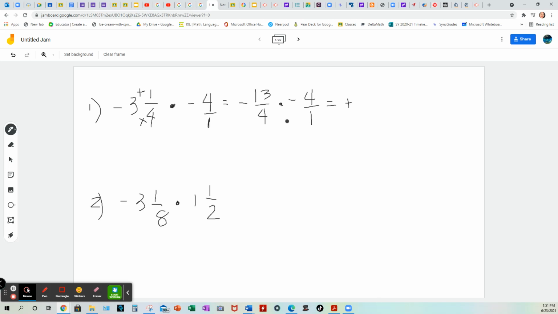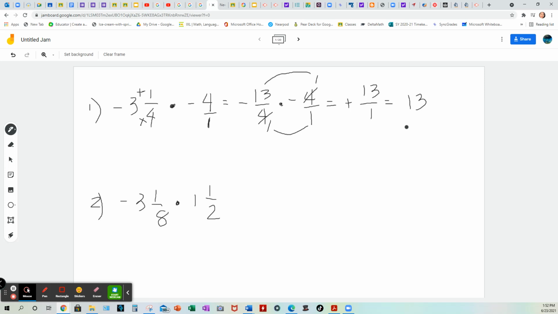And then I noticed that we have a common factor between 4 in the numerator and 4 in the denominator. So they're both divisible by 4. So 4 divided by 4 is 1, and 4 divided by 4 is also 1. And now we can go ahead and multiply the remaining numbers. So 13 times 1 is 13, and 1 times 1 is 1. 13 divided by 1 is 13, so our final answer is positive 13.